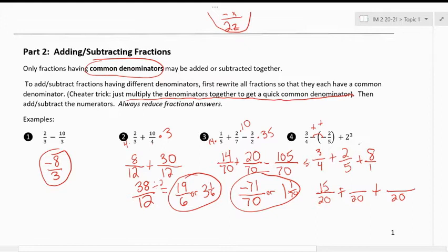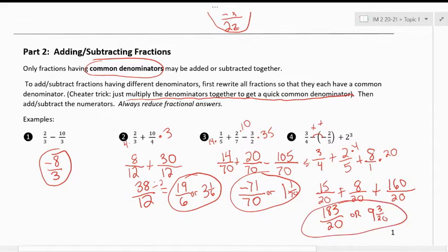In the second one, 20 divided by 5 is 4, so 4 times 2 gives us 8. And then the last one, 20 divided by 1 is 20, because 20 times 1 is 20. 20 times 8 is 160. So we add all those up. We get 183 over 20, or 9 and 3 over 20.